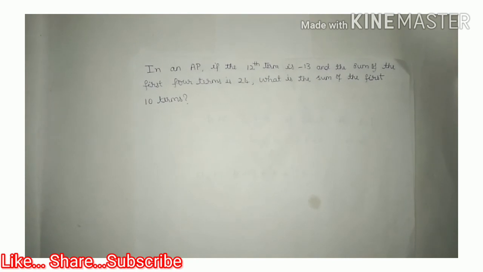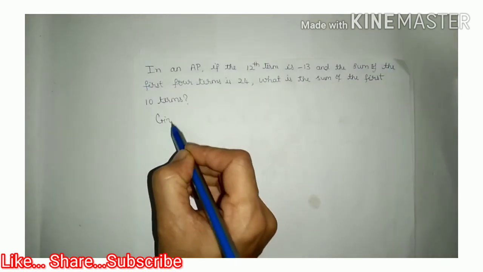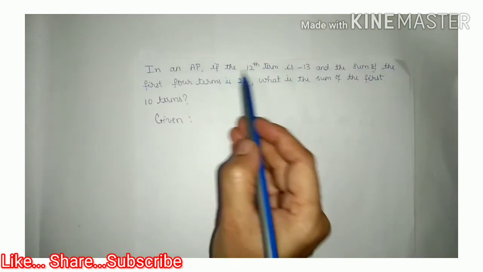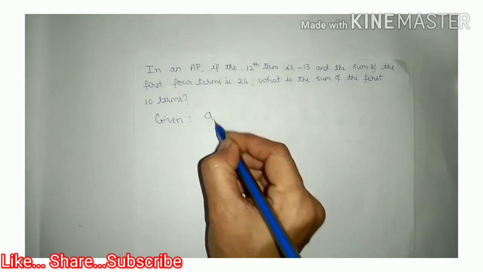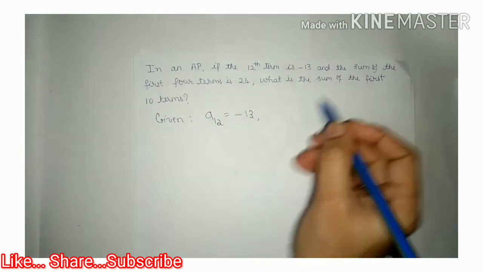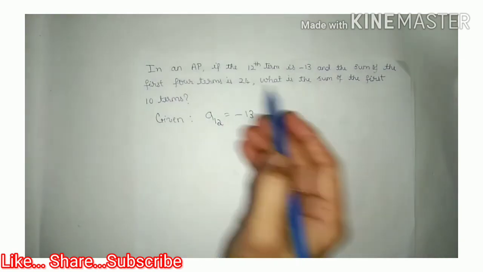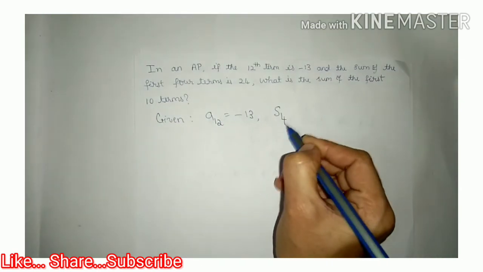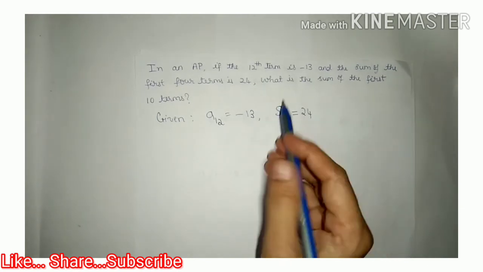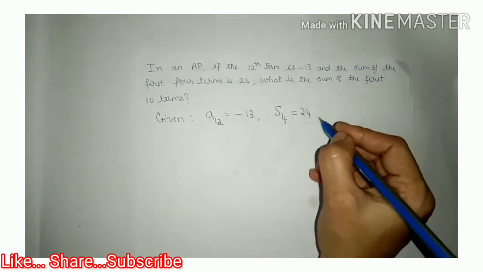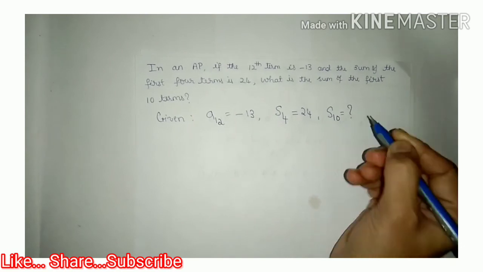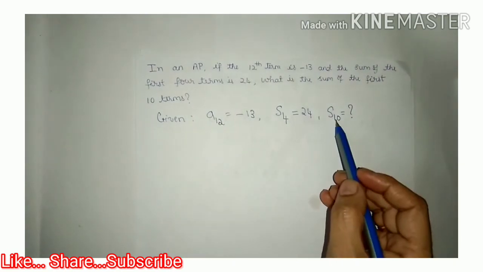Next example, in an AP, if the 12th term is minus 13 and the sum of the first 4 terms is 24, what is the sum of the first 10 terms? Given: A12 is minus 13 and the sum of the first 4 terms, S4, is 24. We need to find S10, the sum of the first 10 terms.